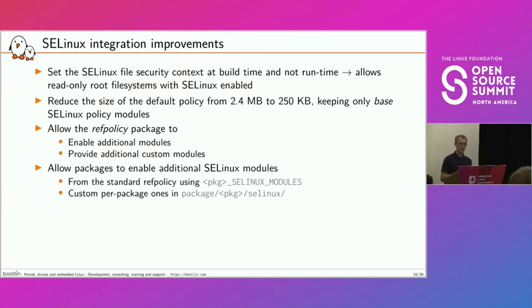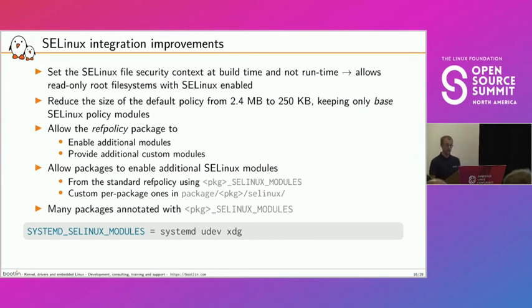And then we've also allowed individual packages to provide their own additional SELinux modules. So a package like Nginx or Lighttpd or systemd or other system services that have their own SELinux policies, they can either enable modules that are part of the standard ref policy, using the SELINUX_MODULES variable in their package, so that's going to extend the ref policy with some of those standard modules, and they can also provide their own custom SELinux modules in an selinux subdirectory of their package. So that's a lot of ways to customize the ref policy. So we've gone from something that was completely monolithic, we were building the ref policy as is with all modules enabled, to something that's much more modular and that adjusts depending on the packages that you enable in your configuration.